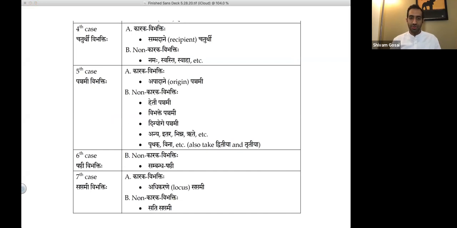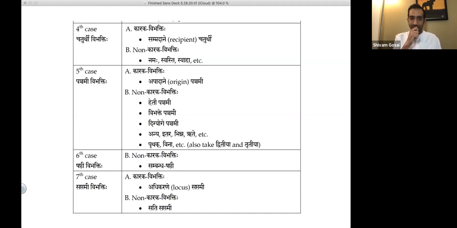Fourth case, Chaturthi Vibhakti, the karaka related to it is Sampradanam, but we call it Sampradane Chaturthi. Fourth case in the sense of the recipient. Okay, so notice one thing. Each word is put in the 7th case. So Sampradanam, we get 7th case, Sampradane Chaturthi. Chaturthi is the 4th case in the sense of Sampradhanam. That's why it's in the 7th case. That makes sense?